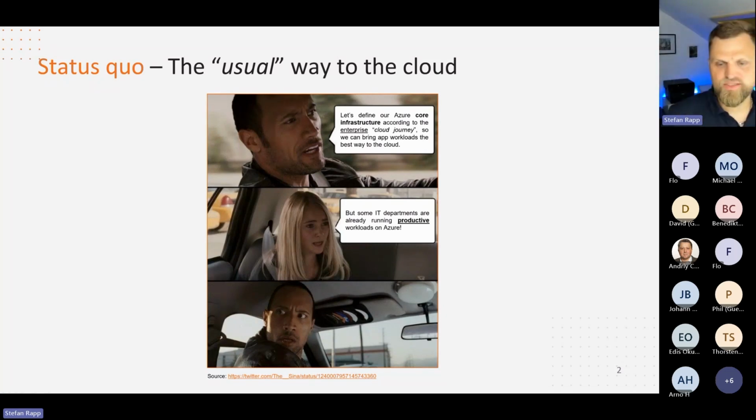So what's the status quo in current environments or current companies? Most of all, it's the usual way into the cloud. Someone says, hey, let's define the core infrastructure for the enterprise, regarding our cloud journey or the defined strategy. And then someone from the IT says, yeah, but we have already productive workloads on Azure. And then probably a face looks a little bit like that one here below, because nothing's really set up and someone created just some productive workloads running on Azure or any other hyperscalers. And so the governance probably is not set up. No one knows how the services are configured, and that's quite often the case when I work with customers. That someone starts implementing right away into the hyperscaler, but that shouldn't be the case.